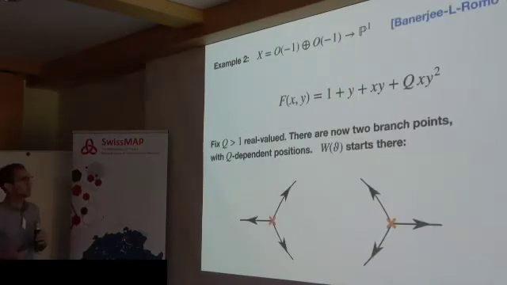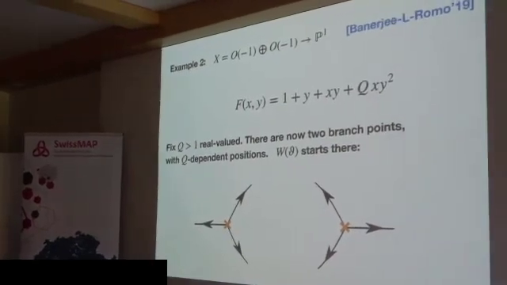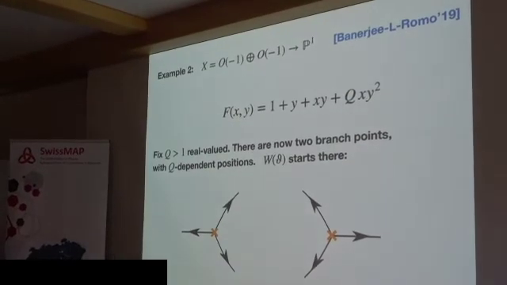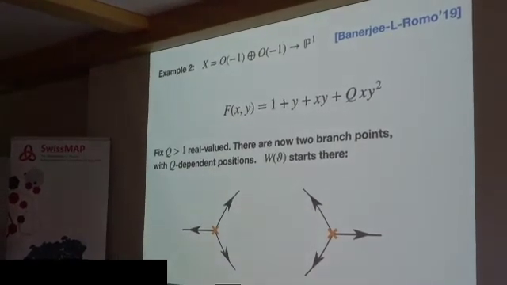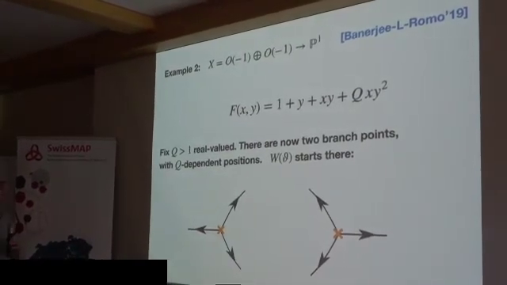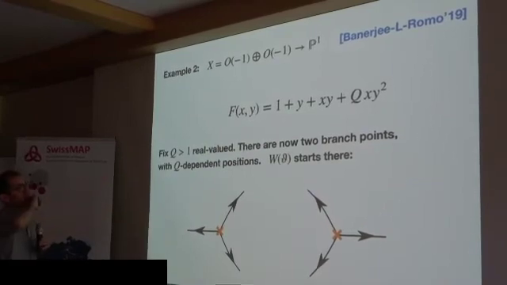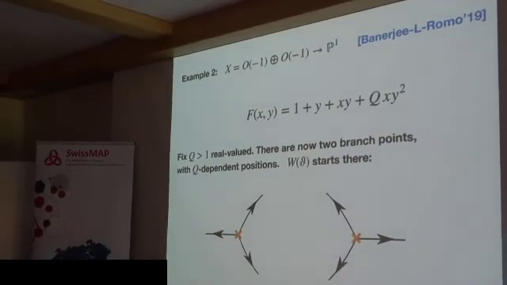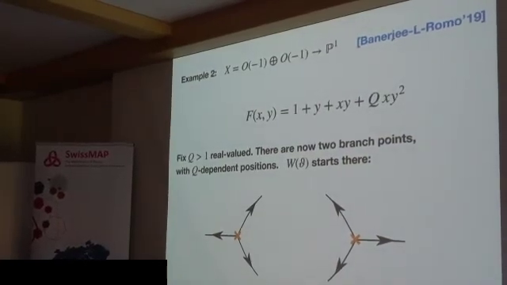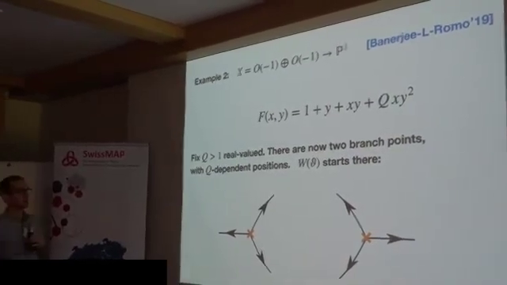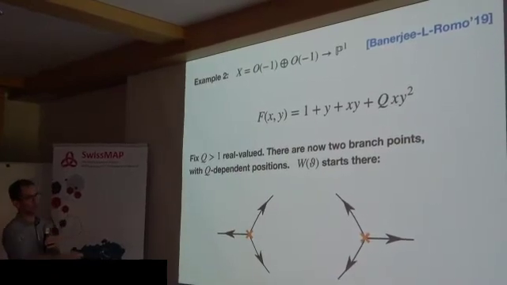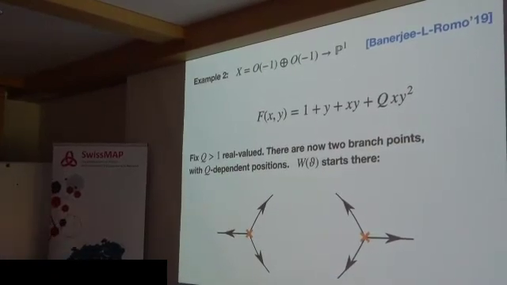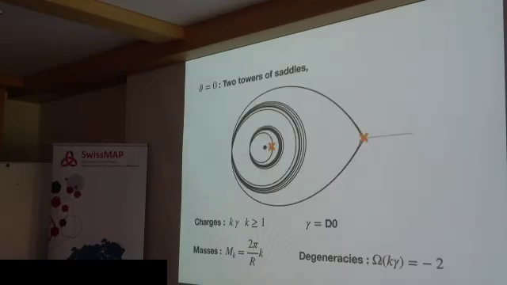Okay, so that was C3. Let's move on to something a bit more interesting, namely the resolved conifold. So now we have a compact 2-cycle. There will be some new BPS states. This is the mirror curve. It depends on a modulus Q, which I'm going to fix to be real and greater than 1. So this curve has 2 branch points. Again, we plot the network starting from there, and we look at various phases.